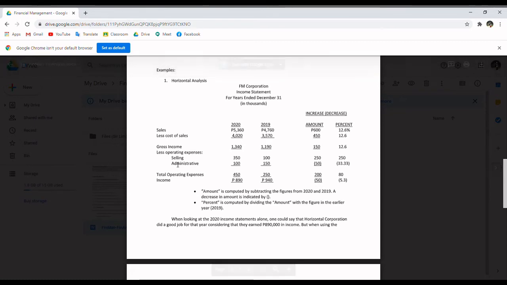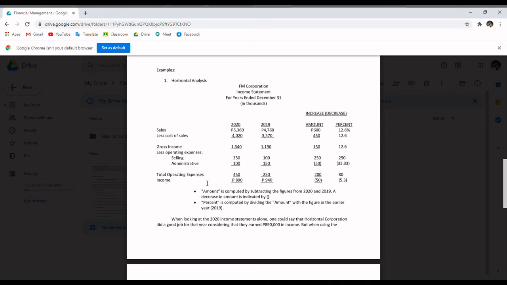And next, we have the administrative. In 2019, we have 150, and in 2020, we have 100. So, instead of increasing, it decreased from 150 in 2019 to 100 in 2020. So the difference of those two is 50. But we indicate the decrease using the parentheses. This indicates that 50 is the difference, but it decreased from last year to this year. Next, we have the total operating expenses. 450 in 2020 and 250 in 2019. So the difference is 200.